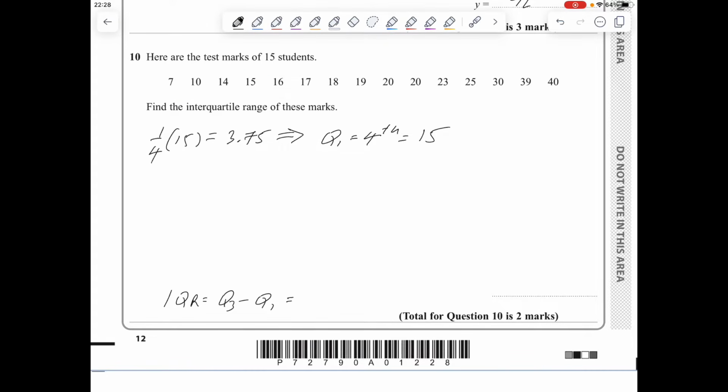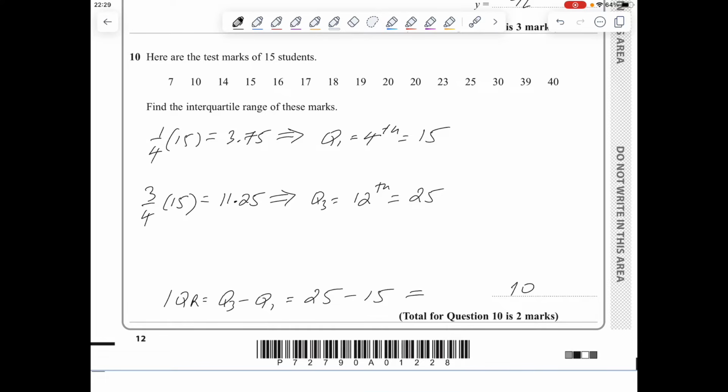To find the upper quartile, I will do 3 quarters of 15, which is 11.25. Round this up, so Q3 is the 12th observation. We'll always take the next position. So the 12th observation is equal to 25. So for the interquartile range, I've got 25 minus 15, which gives me 10.